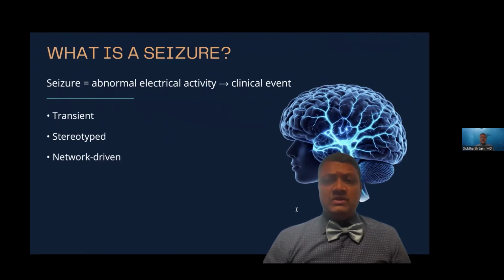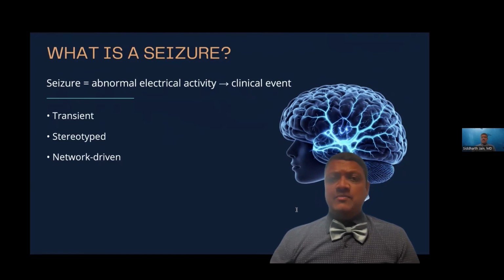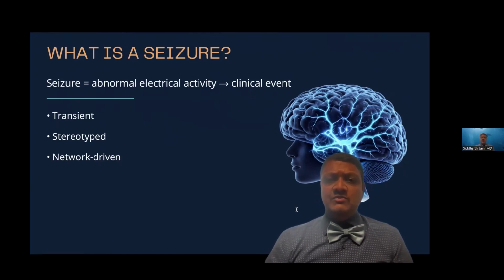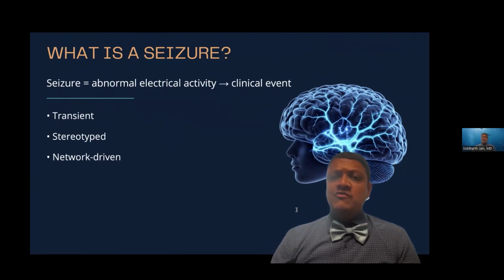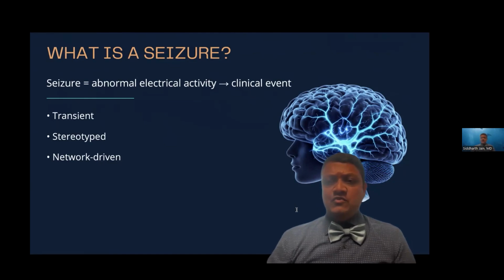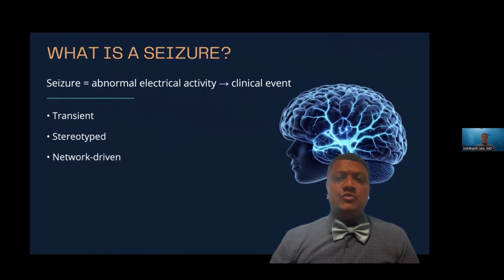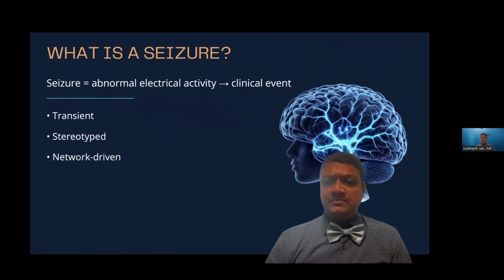And they are network driven, which means that their patterns and the sequence of symptoms in seizures follow some well-defined brain networks. We can understand why seizures can present in various ways, depending upon which part of the brain and what network they involve. Understanding these characteristics is crucial because they help us identify and differentiate seizures from non-seizure events, leading to more accurate diagnosis and treatment.